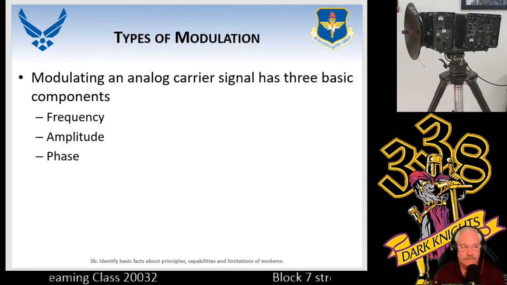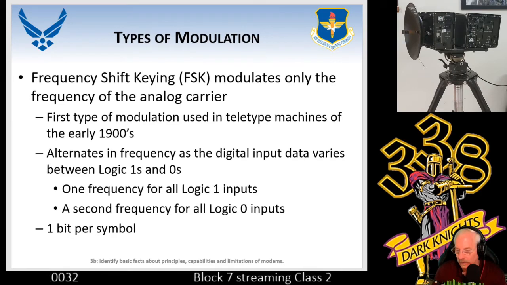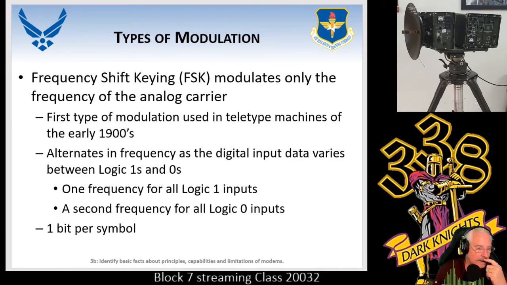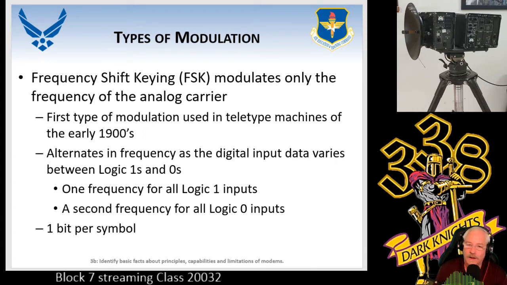Modulation types. We have frequency, amplitude, and phase. These are the three basic ones that you've seen out there. Let's take a look and go through each one of them. So the first one is frequency shift keying. This one is using ones and zeros, of course the logics, and one frequency is a 1 and a 0 is a different frequency, and we classify this as 1 bit per symbol. FSK is 1 bit per symbol.